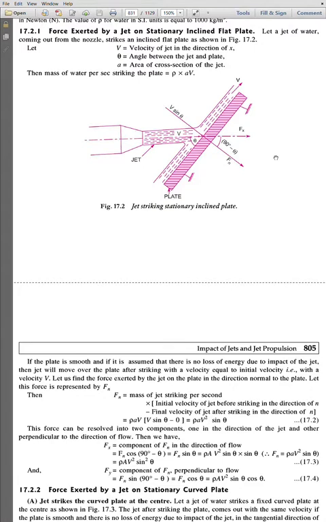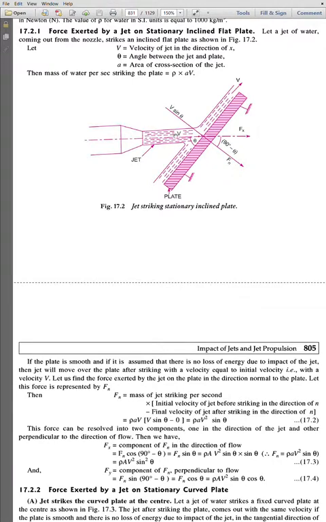The force exerted by the jet on an inclined plate: let the jet coming out from the nozzle strike an inclined plate. As we have already said, the name itself implies that it's an inclined plate, so it should have some inclination. That is, inclination means it should have some angle.